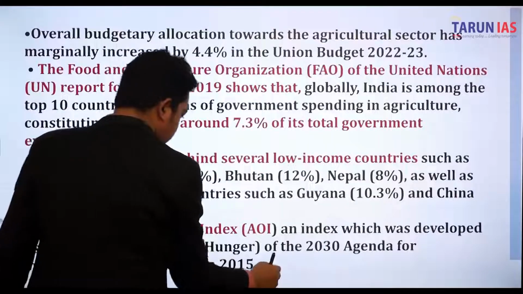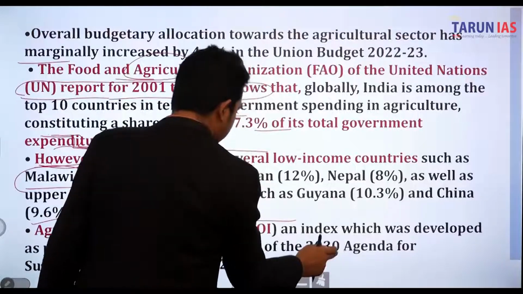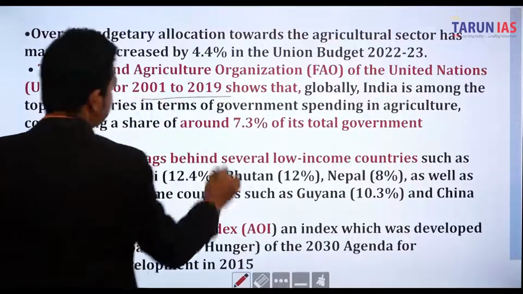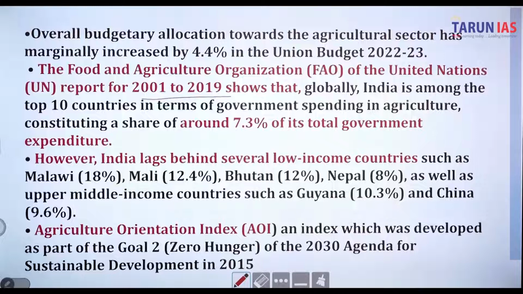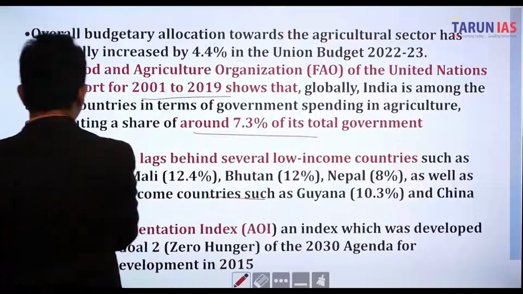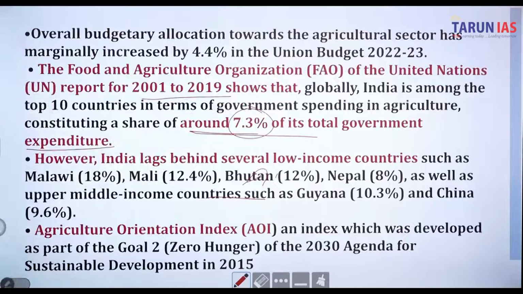So overall, in short, the budgetary allocation towards the agriculture sector has marginally increased by 4.4%, as we have discussed. The Food and Agriculture Organization, FAO, of the United Nations, UN, report for 2001-19 shows that globally India is among the top 10 countries in terms of government spending, around 7.3% of total government expenditure. However, India is lagging behind several low-income countries.